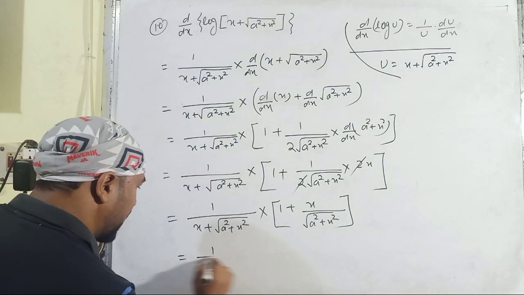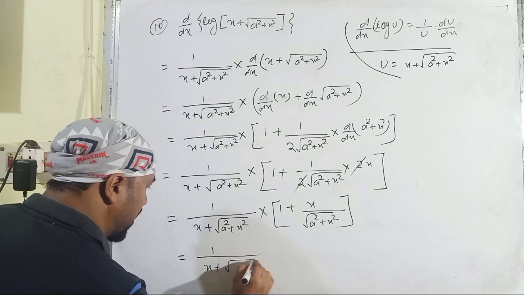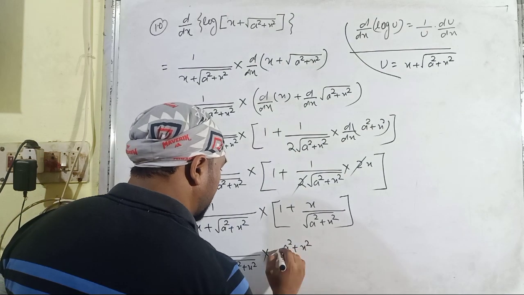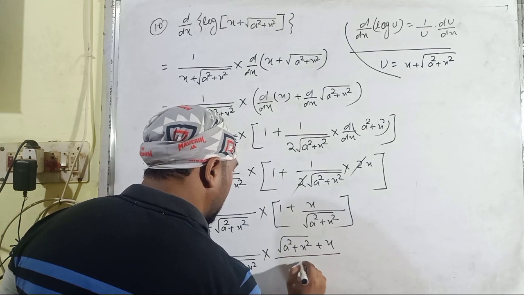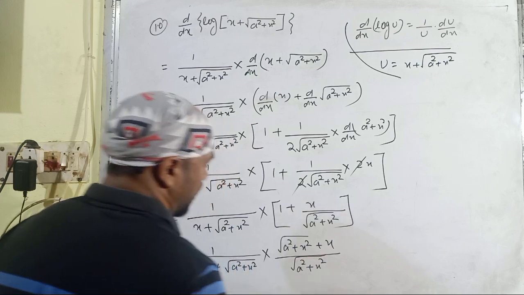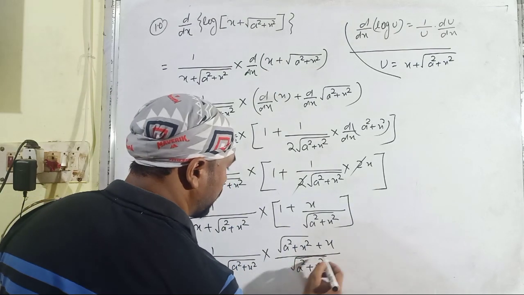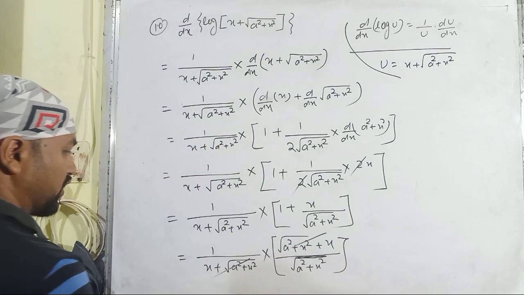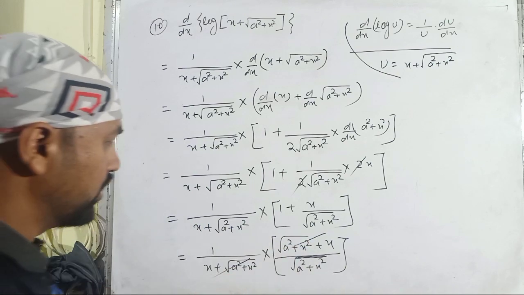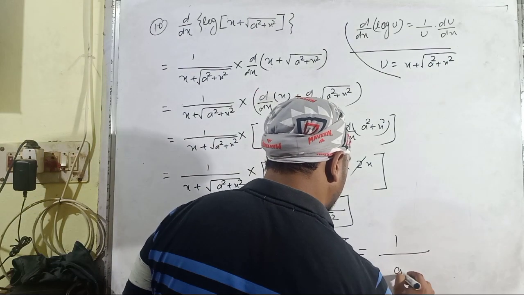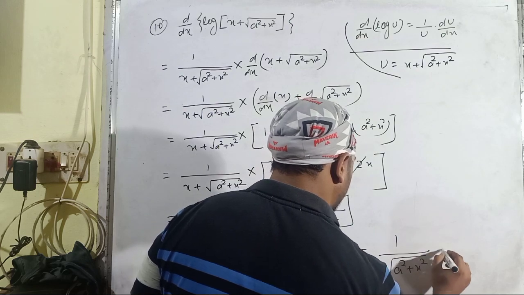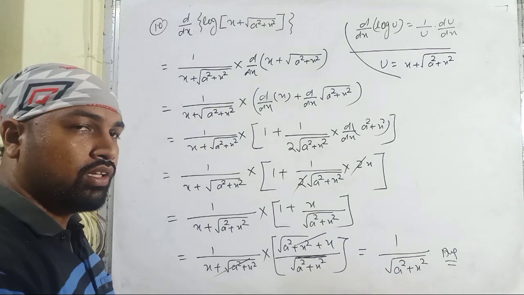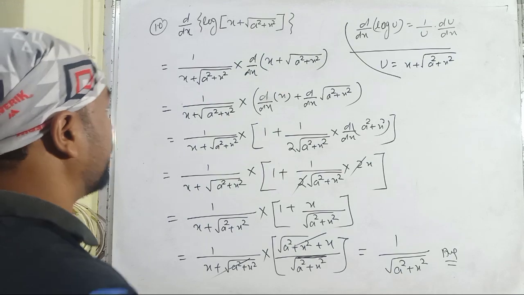Just simplifying this step here, we can have 1 upon x plus square root of a square plus x square multiplied with square root of a square plus x square plus x divided by square root of a square plus x square. So cancelling both of the common parts from numerator and the denominator, we have the answer here, 1 upon square root of a square plus x square, and here it is the answer for the problem number 10. Then let us go through the problem number 11.